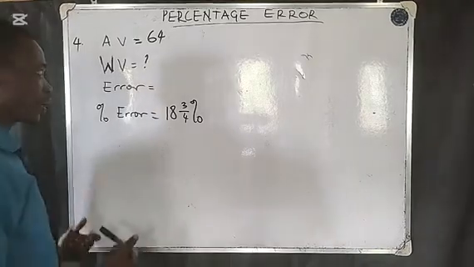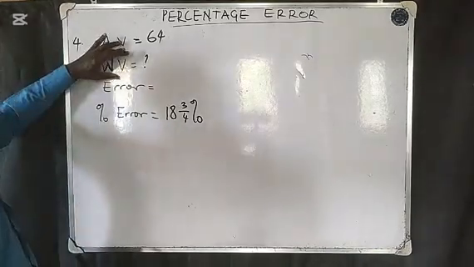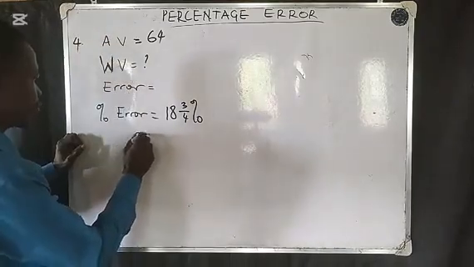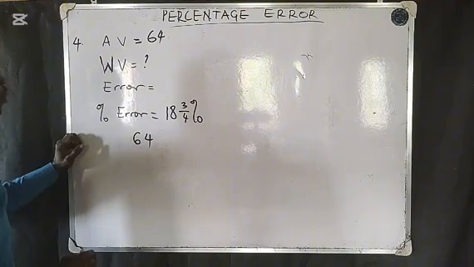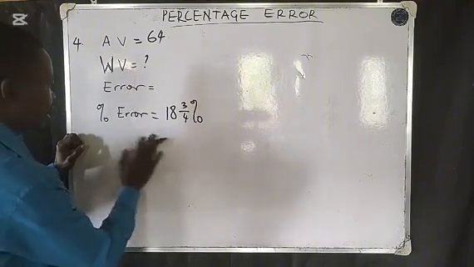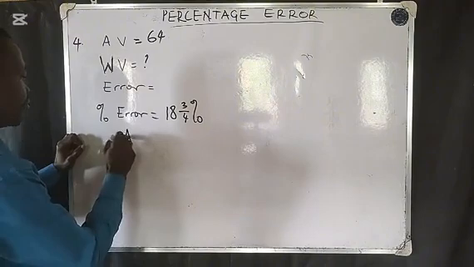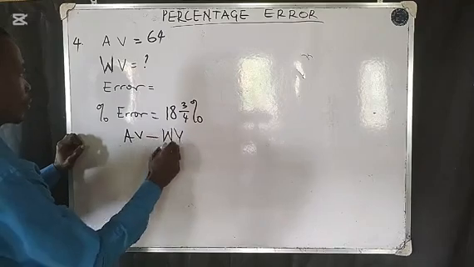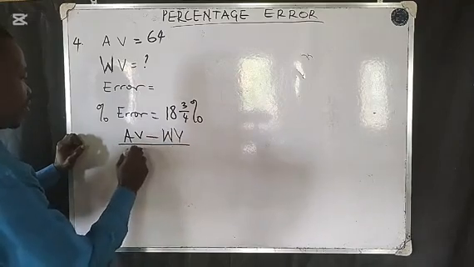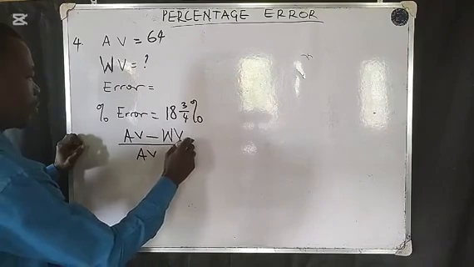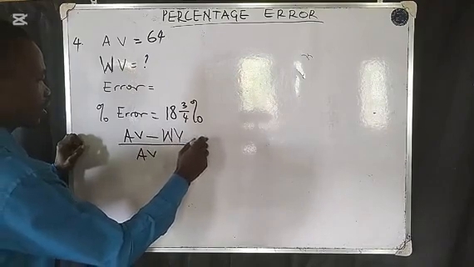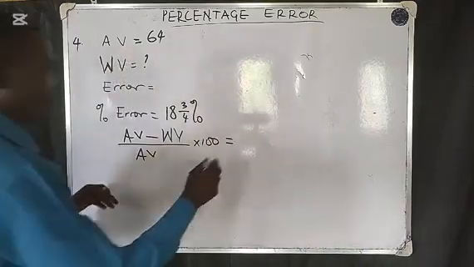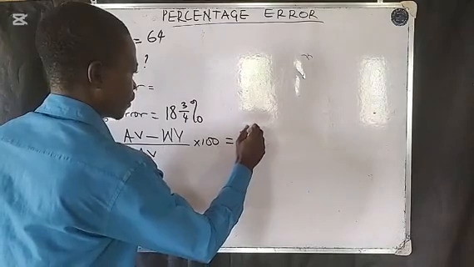The right value will come first because she underestimates. That means this one will be smaller. It's not so. The bigger number is 64, the actual value. Maybe write the formula first. AV minus the smaller one, underestimation, over the actual value, AV. Then multiply by what? 100. Where will it land us? It will land us in the percentage.